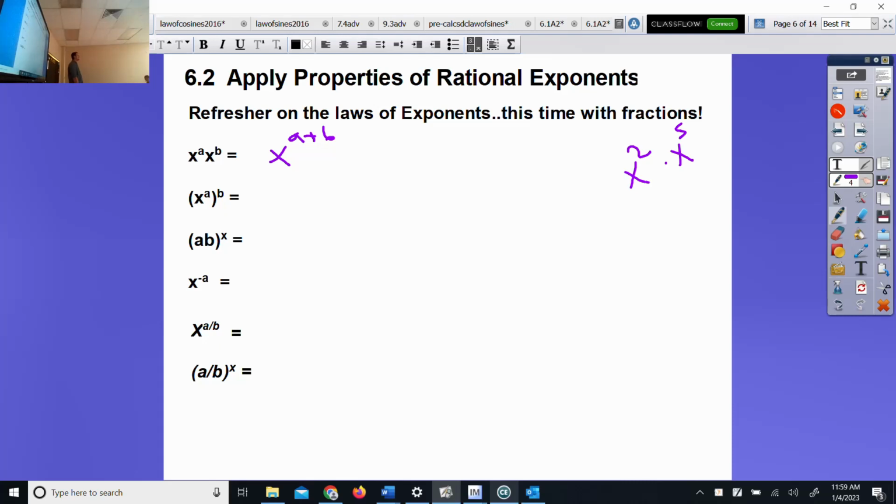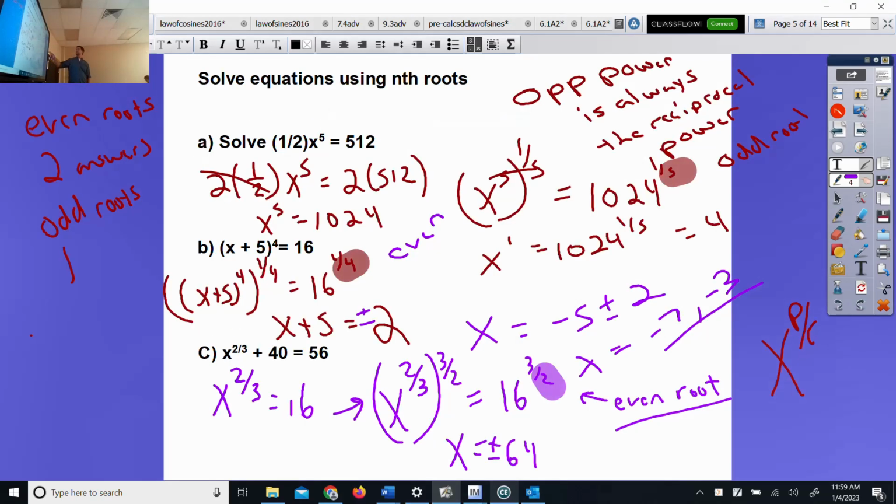How about x to the a raised to the b? Yes, we just did this rule three times in a row. I never mentioned it. If you have no idea what I'm talking about, we did it here, we did it here, we did it here. What do we do with those exponents? We multiplied them together, didn't we, to become the one we needed, right? We just did that.